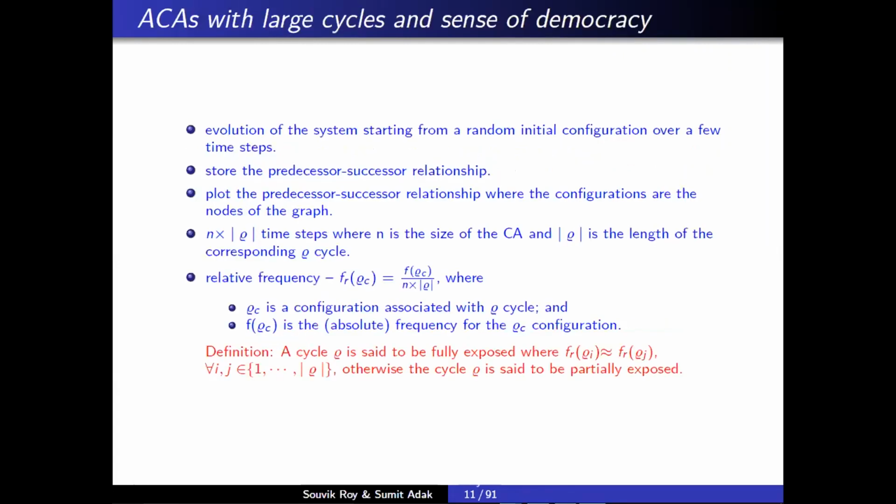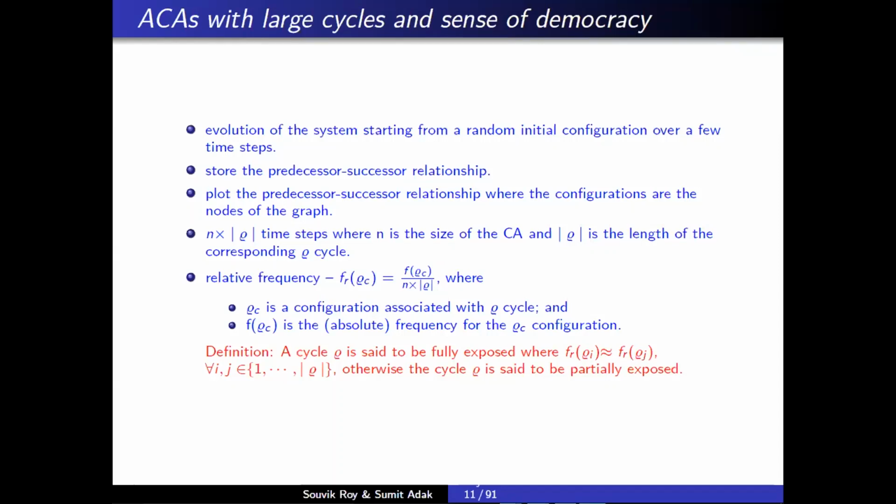To do so, we follow some quantitative and qualitative experimental approaches. We evolve the system starting from a random initial configuration over a few time steps, few meaning large here, and store the predecessor-successor relationship during the evolution. We plot the predecessor-successor relationship as a graph where the configurations are the nodes of the graph, and this is the qualitative behavior. And for the quantitative understanding of these graphs, we evolve the system for n times the length of the corresponding cycle, where n is the size of the CA. We multiply these two to give a reasonably fair chance to every configuration.